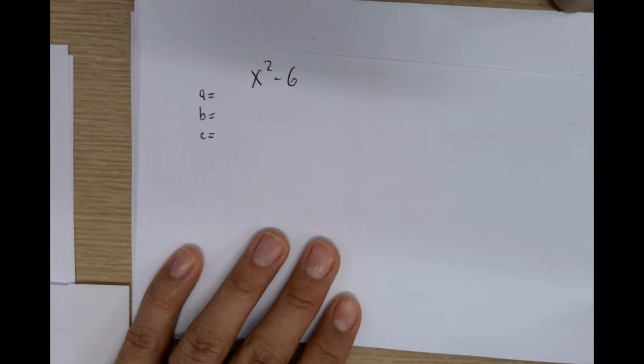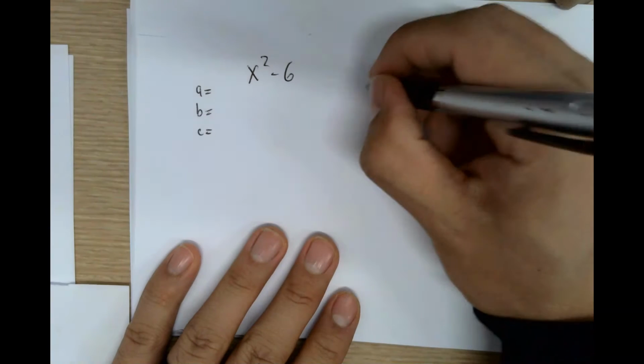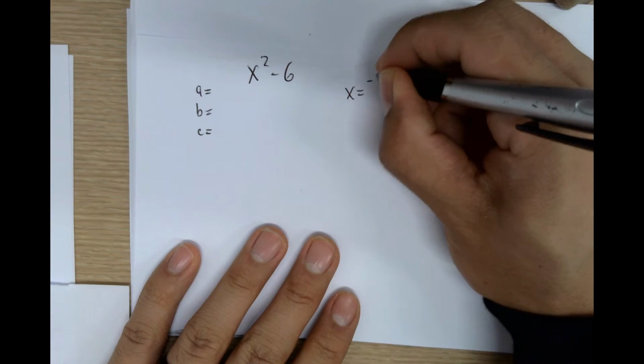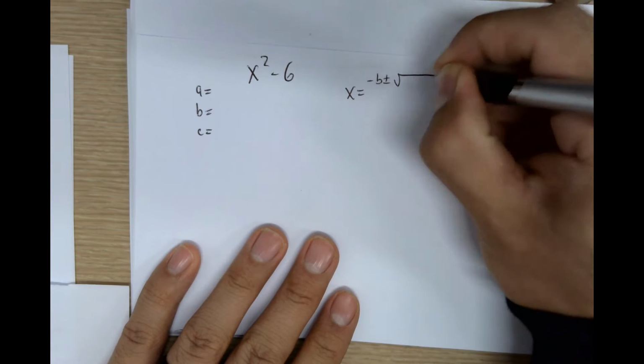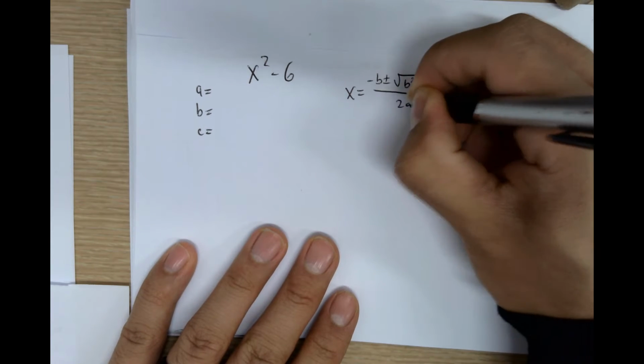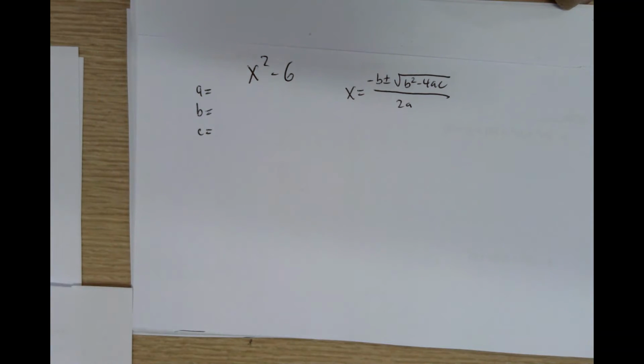So a, b, and c. Then you would set up your quadratic formula. X equals negative b plus or minus the square root of b squared minus 4ac, all over 2a. So go ahead and solve this. Hopefully you can solve this one.